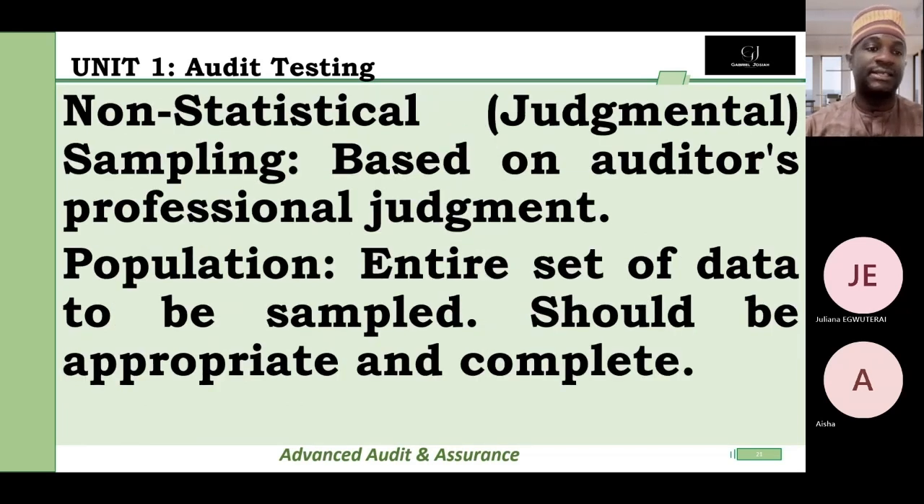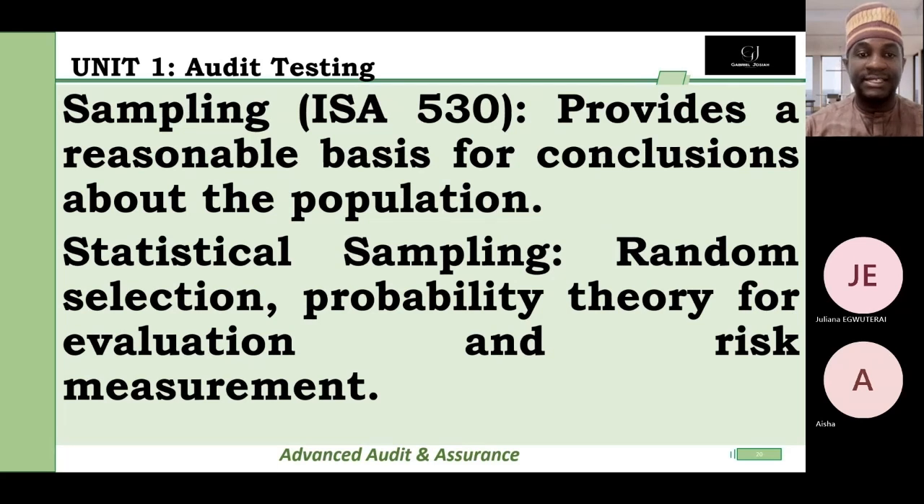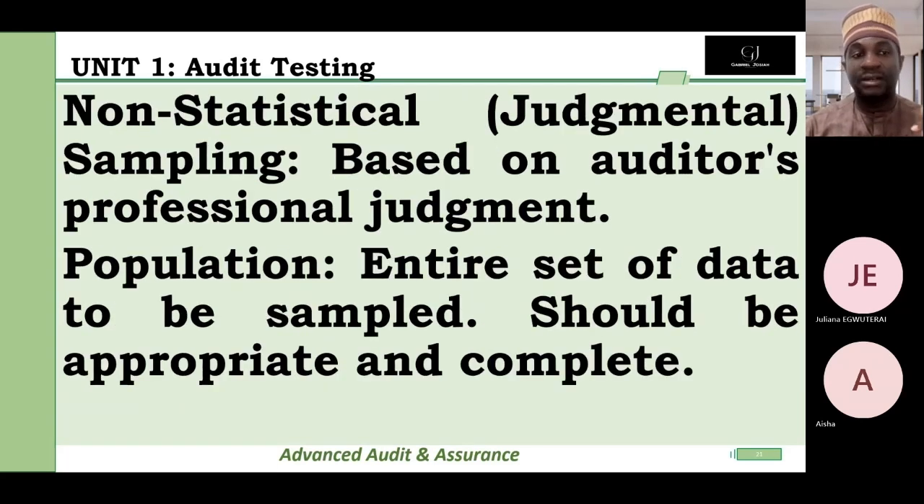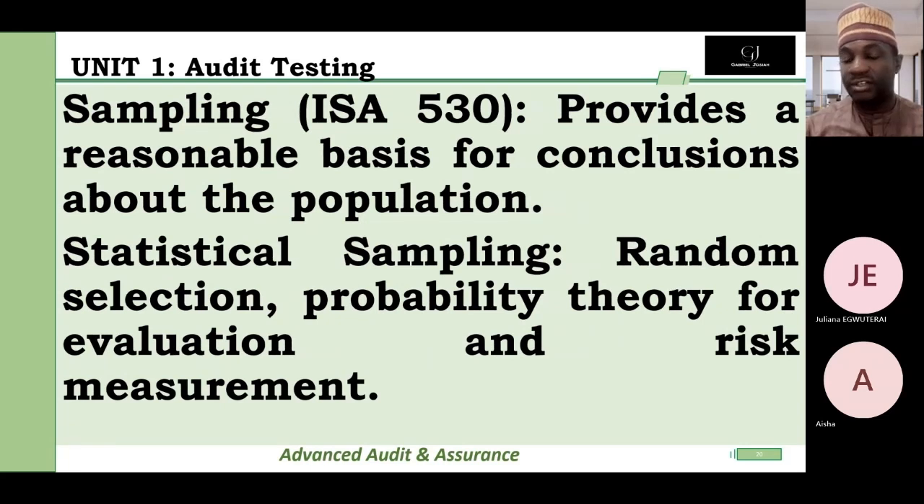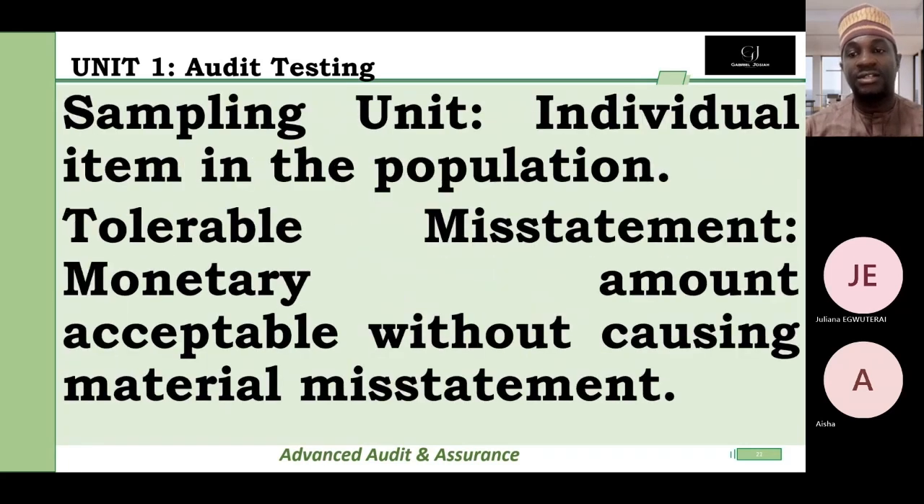The non-statistical sampling is judgmental sampling based on the auditor's professional judgment. But this method is risky. The entire set of data needs to be sampled and it should be appropriate and complete. So if you are using your judgment, then your judgment must be correct. You have to be very careful. So statistical sampling is much more recommended than non-statistical, that is judgmental. So it's very important to take note of this in carrying out our work.